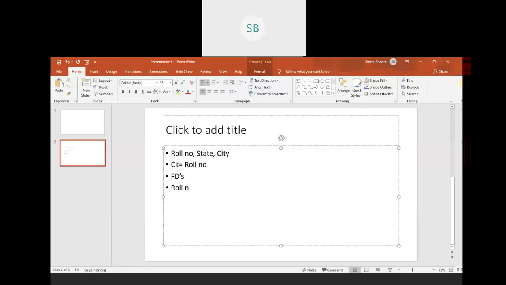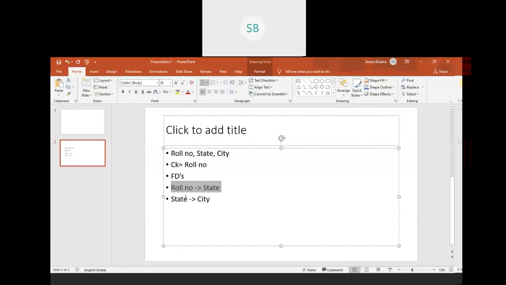We have candidate key equal to roll number, and we have functional dependencies as roll number determines state and state determines city. Okay, so this is absolutely correct, not a problem, because the candidate key is determining a non-prime attribute. It's correct. But you see here state is also a non-prime attribute and city is also a non-prime attribute.